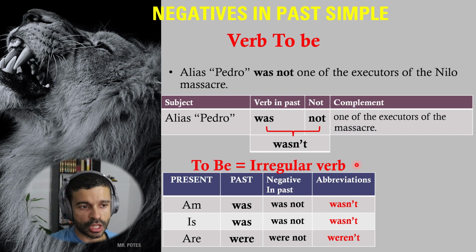If you haven't watched that video in which I explain what is the difference between regular and irregular verbs, I suggest you do. I'll leave it around and also in the description. So here we have that was is the past of am, right? And the negative is was not, and the abbreviation is wasn't. So the abbreviations are the most used forms.